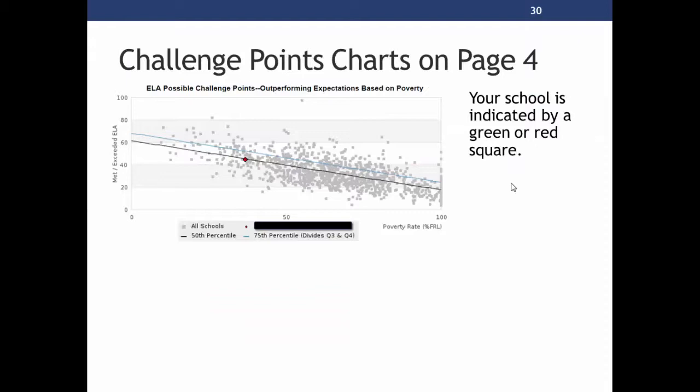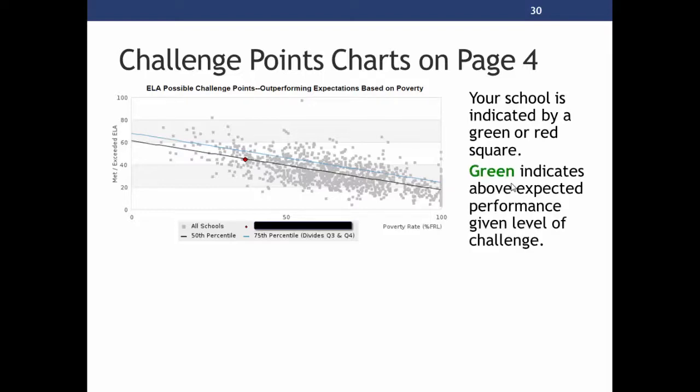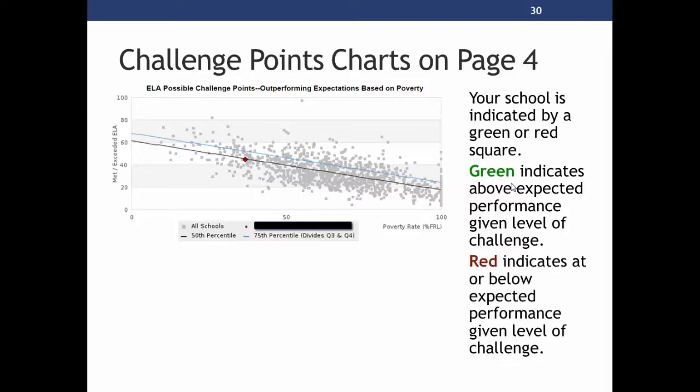Page 4 has some really important and helpful information about challenge points. The challenge point charts are similar to what I showed you earlier in this video, and again have the percent of poverty on the x-axis, from 0 on the left to 100 on the right, with 50% poverty in the middle. On the y-axis, it's the percent meeting or exceeding the ELA grade level standard. Your school is identified by a green or red square or diamond. Green indicates that it's above expected performance given the level of challenge in your school, and red indicates that it's at or below expected performance given the level of challenge in your school.